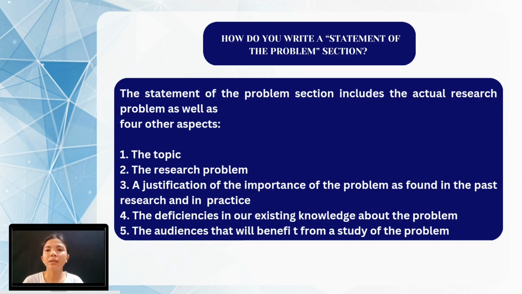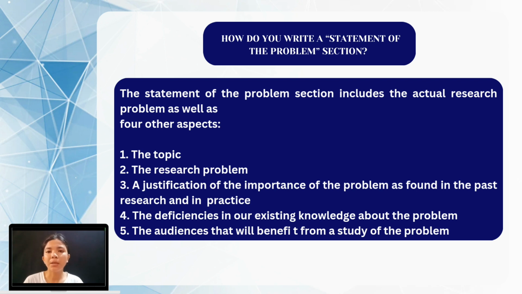How do you write a statement of the problem section? After you have identified your research problem, determine that it can and should be researched and specify either the quantitative or qualitative approach. It is time to begin writing about the problem in a statement of the problem section that introduces your research study. The statement of the problem section includes the actual research problem as well as four aspects.